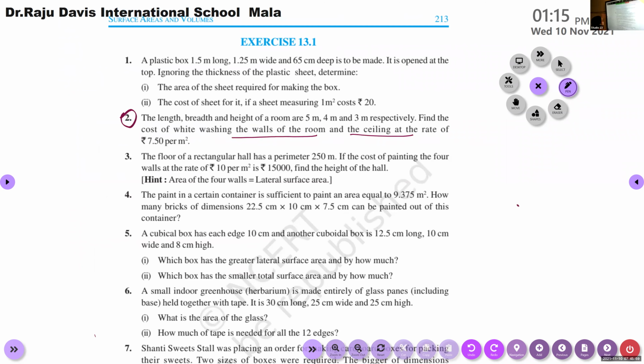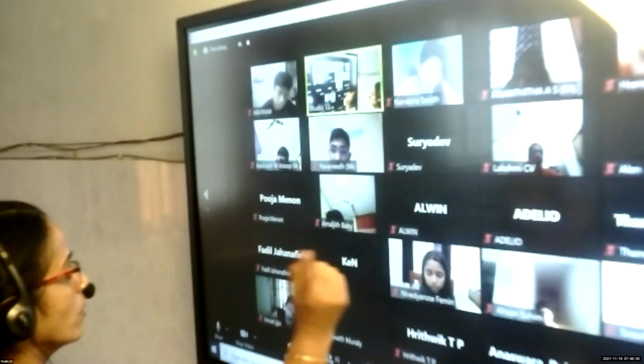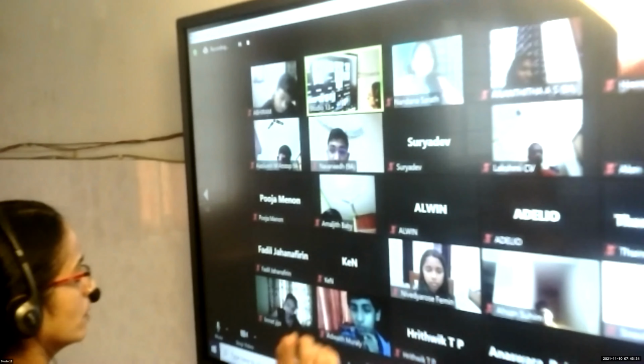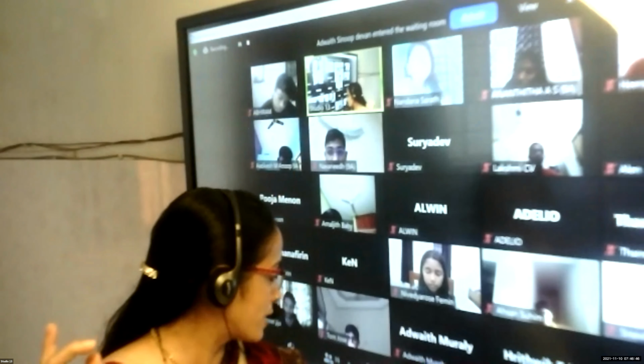So the required area will be area of walls plus roof or ceiling. Walls represent LSA, 2H into L plus B, plus ceiling has LB. Walls represent LSA, and roof or ceiling represent only L and B. So 2H into L plus B plus LB. Clear? Do it.